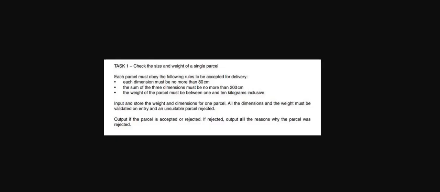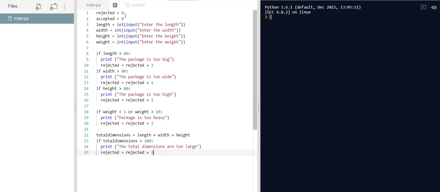Okay, so if I go back to this again, we need to reject any parcel which is unsuitable. At the end, we need to output if a parcel is accepted or rejected. So this is quite easy. I don't actually need this variable accepted. Let me get rid of that for now. So beforehand, how can I tell if we've got any rejected packages? What have I done?